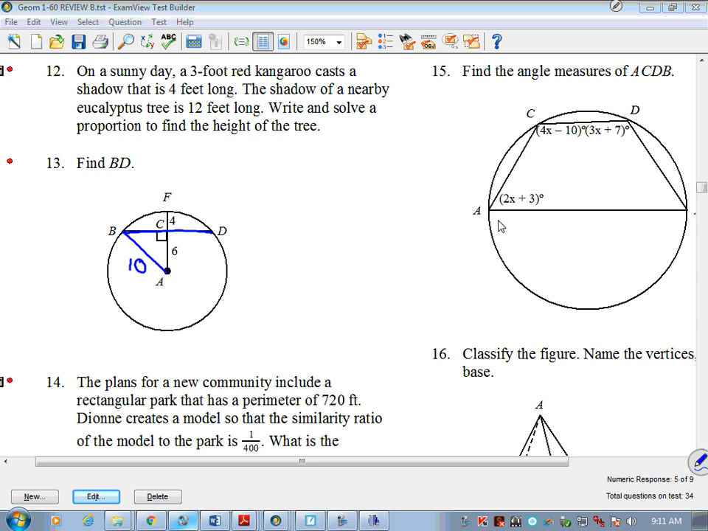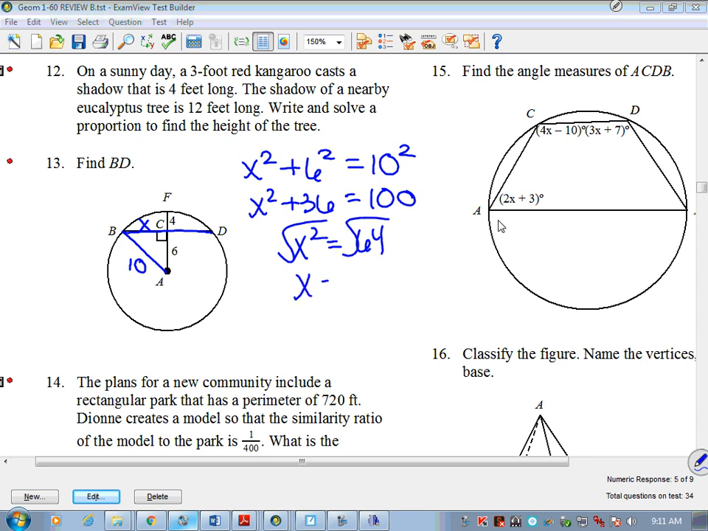Okay, so I can find BC, and the reason I'm finding BC is because I know that this radius bisects BD because it meets it at a right angle, and that's one of my rules. So if I can find BC, then I can double the length of BC to find BD. So a couple different things. Well, one, we can do x squared plus 6 squared equals 10 squared. We've got x squared plus 36 equals 100. Subtract 36, x squared should equal 64, square root both sides. We get x equals 8.